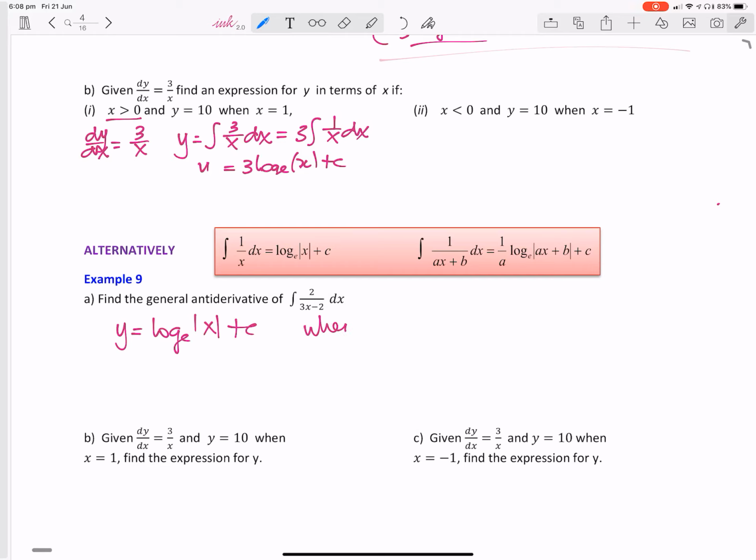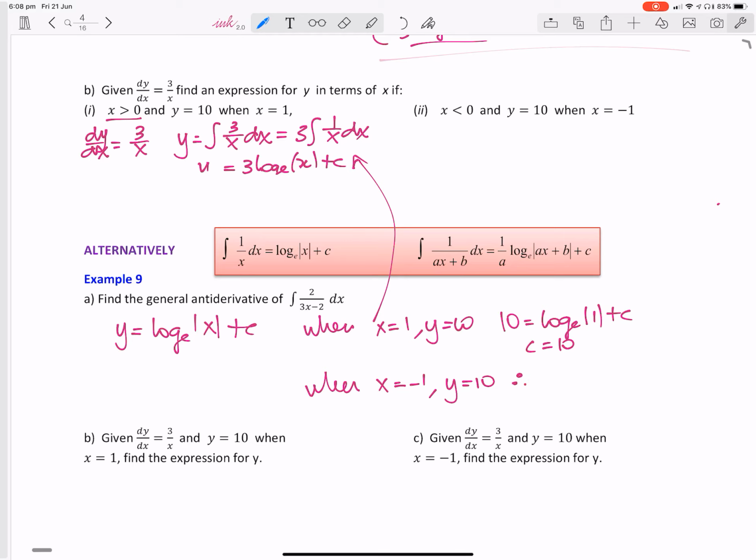And we know, so this is this function here, when x equals 1, y equals 10, so we get 10 equals log e of 1 plus c, so c equals 10. When x equals -1, y equals 10. Therefore, 10 is equal to log e, the magnitude of -1 plus c. Now, the magnitude of -1 is just 1. So basically, we're saying log of 1, which you also know is 0. So we get c equals 10.